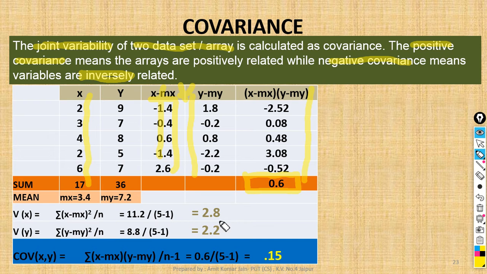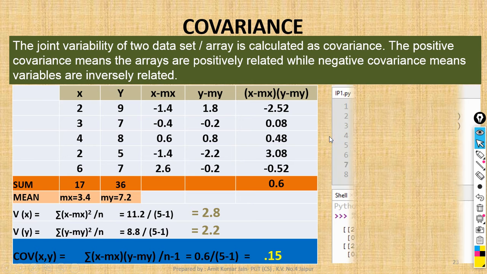To find the covariance of x and y, we will divide the summation of x minus mx multiplied by y minus my by n minus 1, where n is the number of elements. In this case, n is 5 for x, and for y 5. Here we will divide 0.6 by 5 minus 1, and we will get the covariance as 0.15.